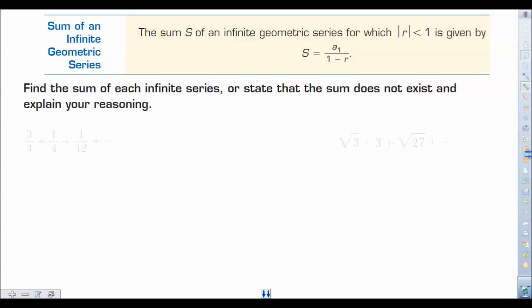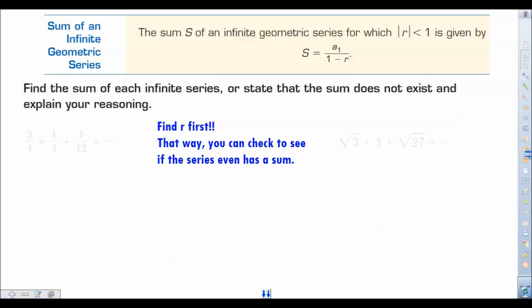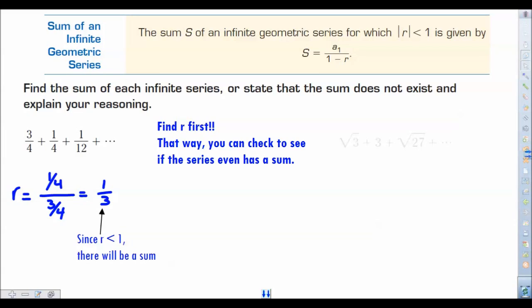Because the r value needs to be less than 1 for this sum to work, that's something we should approach first when it comes to any problem. And if we can find r first, we can determine whether or not we can even have a sum for a particular problem. So let's look at this one on the left, and let's find r. Notice here I'm taking the second term and dividing by the one before it to give us 1/3. So now with this 1/3, we quickly notice that since that r value of 1/3 is less than 1, there will be a sum. So let's go get it.